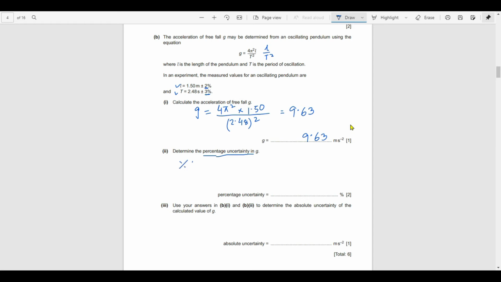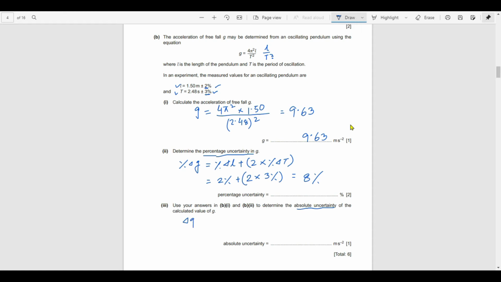three significant figures. While we find the percentage uncertainty in G, it is percentage uncertainty of L plus 2 times percentage uncertainty of time. Why are these percentage uncertainties added up? Because L and T square are in division form, and it is T square, so there is a power 2 above T, so that 2 is multiplied with the percentage uncertainty of time. So this is what we get, 8%.